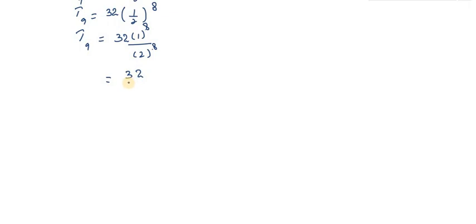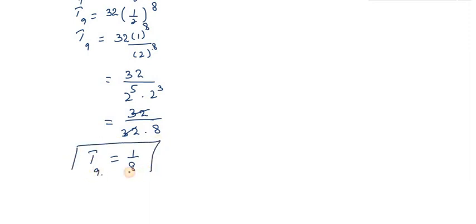2 to the power 5 is also 32, so we can write it in this exponential form. 2 to the power 5 is 32 and 2 to the power 3 is 8. 32 cancels with 32, and 1 upon 8 is the ninth term of the geometric progression. Question number 1 has 10 parts. You can do them easily by using the general term formula.